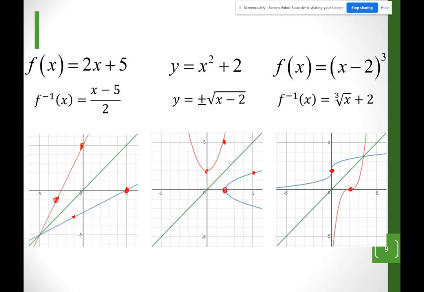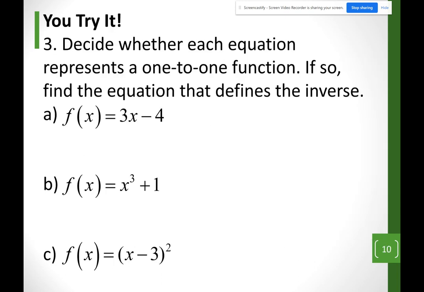Now, the interesting part is, you will notice on my first and my third example, what happens if the original point is on the line y equals x? So what if it's on the green line? If it overlaps the green line, if I was to fold it, I get the same point. Notice how the f of x and f inverse of x intersect at that point.